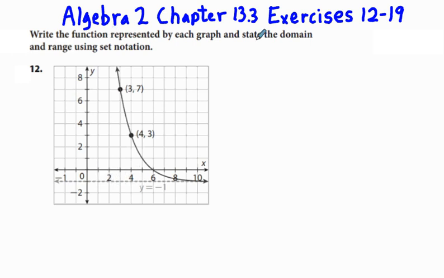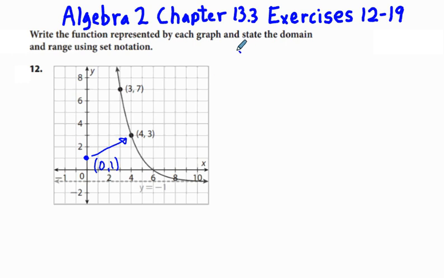Algebra 2, Chapter 13.3, exercises 12 through 19. Find a function represented by each graph and state the domain and range using set notation. So what we're going to do here is we're given 2 points that are the transformations of the reference points starting out at 0, 1. And so we're going to find what it takes to transform to this point here.